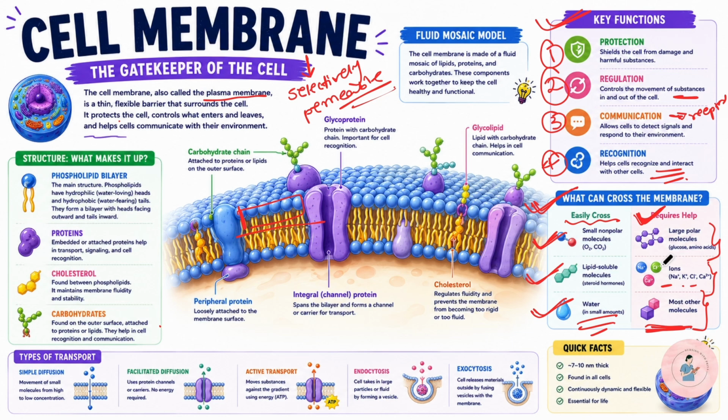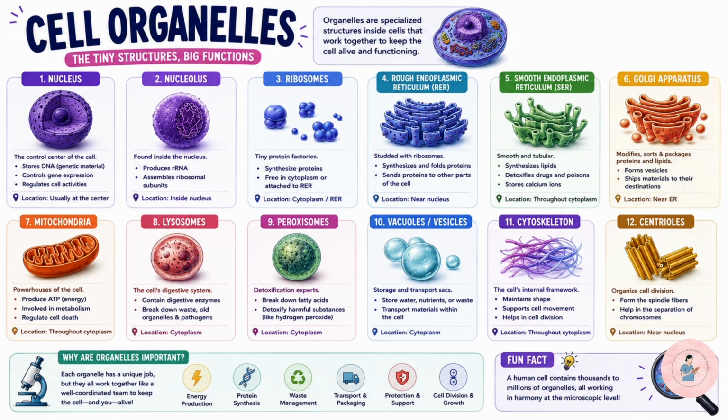Okay. Now that we have already studied the cell membrane, now we will study the cell organelles. We saw that the cell membrane is the outer layer. Okay. Now, whatever structures are present inside the cell are known as organelles. And these are the structures that work together to keep a cell alive and functioning. Okay. They are tiny structures with big functions.